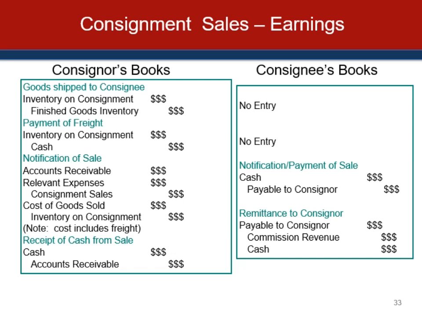On the consignee's books, they don't make an entry when they receive the shipment or when the freight is paid, because that's not their obligation. When they actually make the sale, they get cash and record the obligation to the consignor. And then when they make the remittance to the consignor, they would recognize the commission revenue and reduce the cash because they wrote a check to send the money to the consignor.